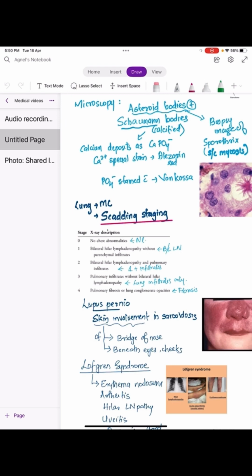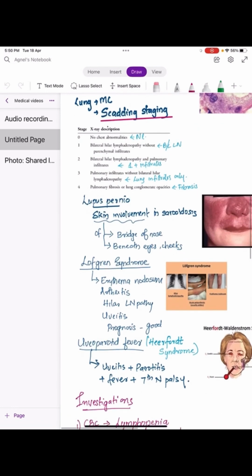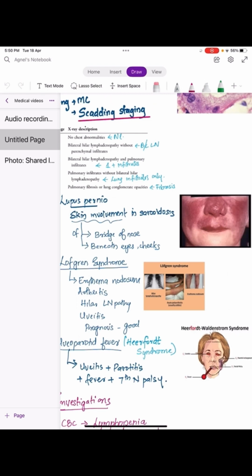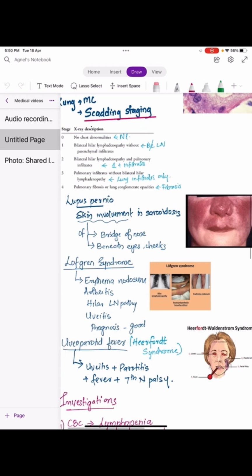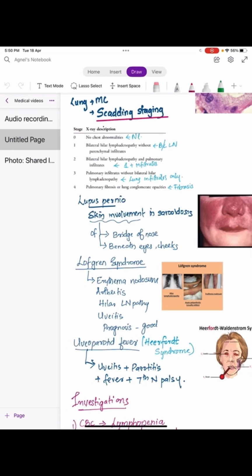Now, sarcoidosis may present in other forms. Lupus pernio is a term for skin involvement in sarcoidosis. It affects the bridge of nose, eyes, cheeks. Then there is Lofgren syndrome. It is a syndrome consisting of erythema nodosum, arthritis, hilar lymphadenopathy, uveitis, and the prognosis is actually good.